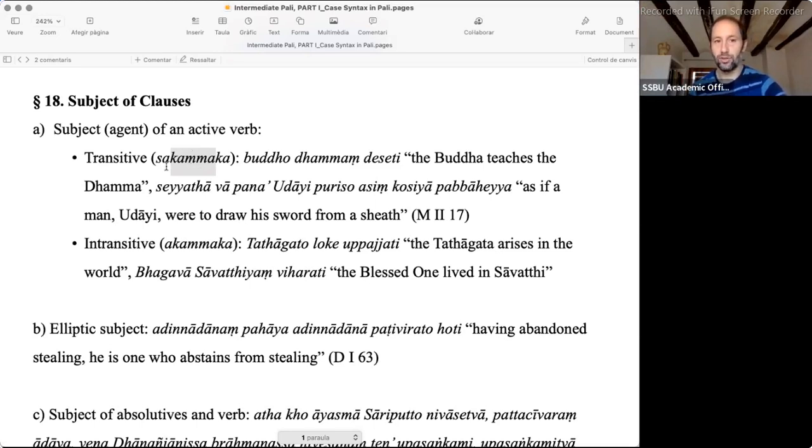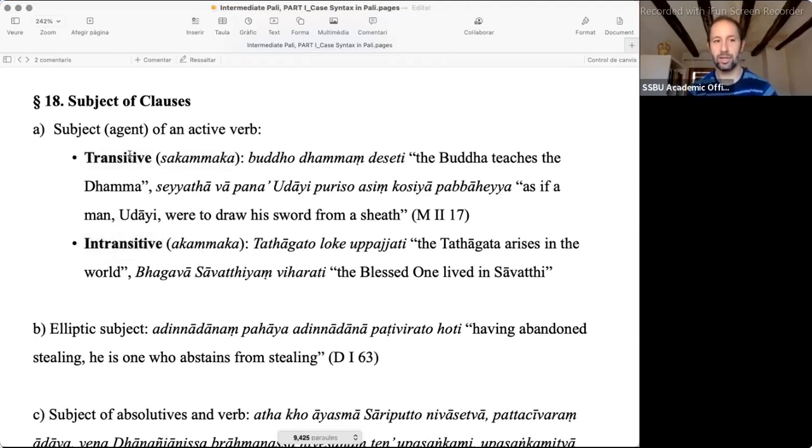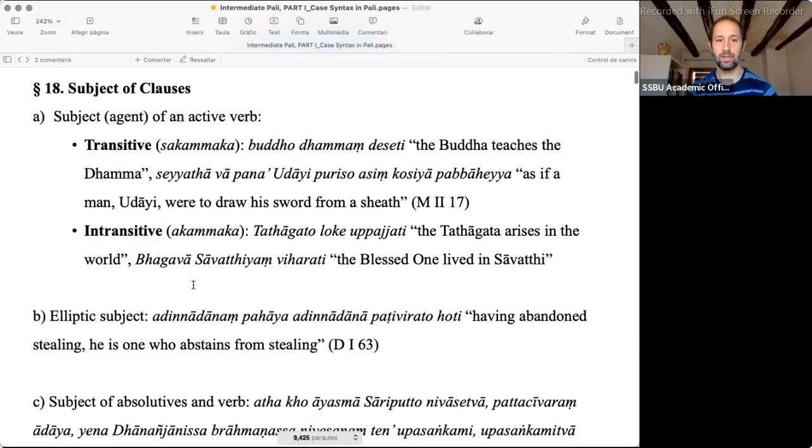That is the object. So a verb which takes kamma, which needs the kamma in order to complete its meaning, is called sakammaka. And if it doesn't need the direct object in order to complete its meaning, it's called akammaka. So that's the words sakammaka and akammaka. I think these words are already well known to you. I'm not sure that you are familiar with transitive and intransitive. But these are words that you should know in English, transitive and intransitive. That means sakammaka and akammaka.